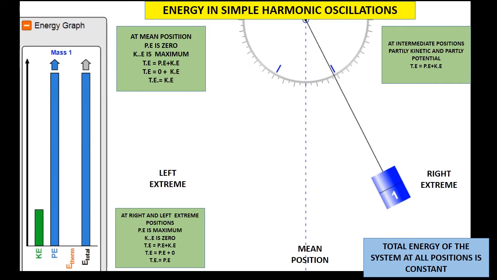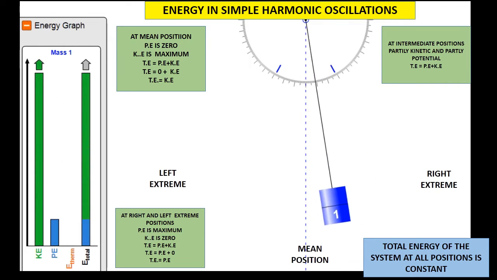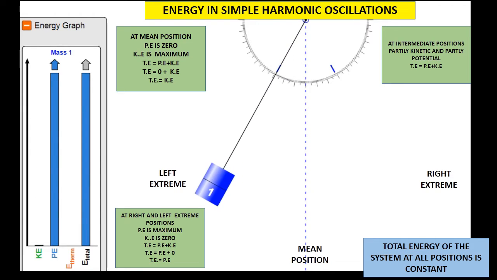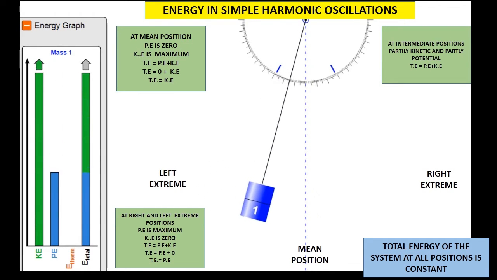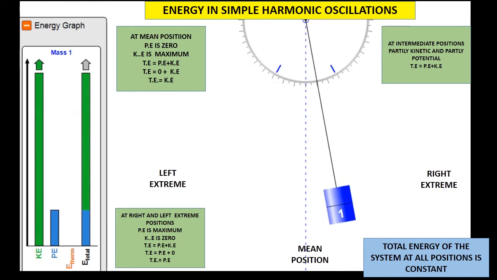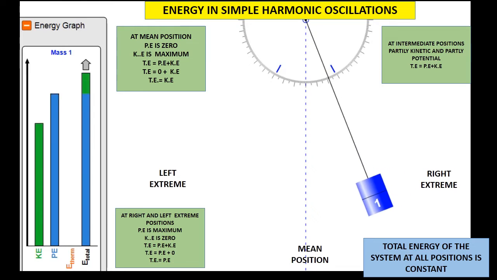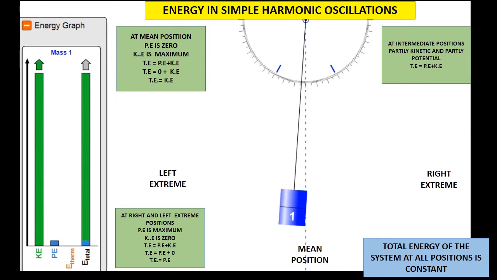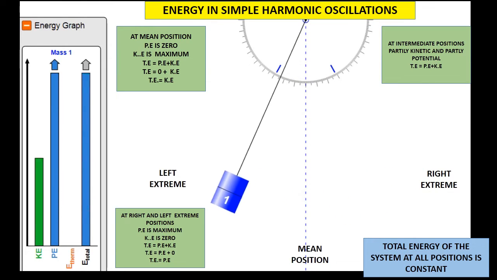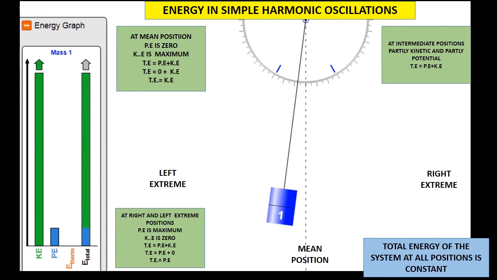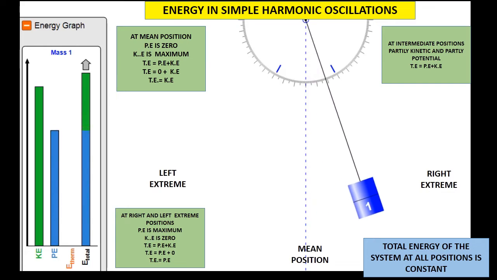Sometimes kinetic energy reaches the maximum, and sometimes the kinetic energy drops down to zero. Sometimes potential energy is maximum, sometimes potential energy becomes zero, but anyhow the total energy of the system remains the same. Whatever may be the nature of the energy, the total energy of the oscillating system will be constant.